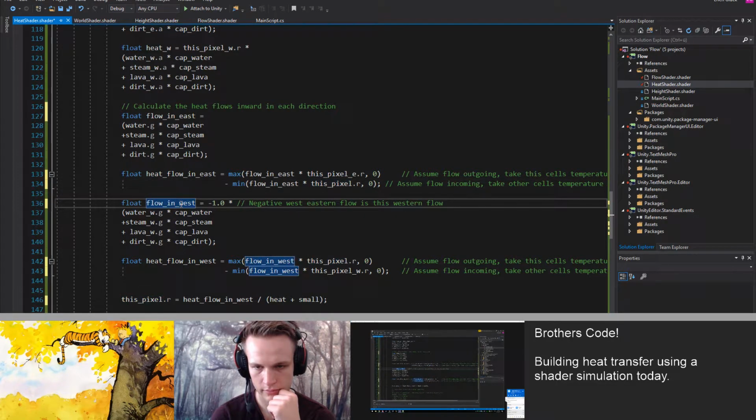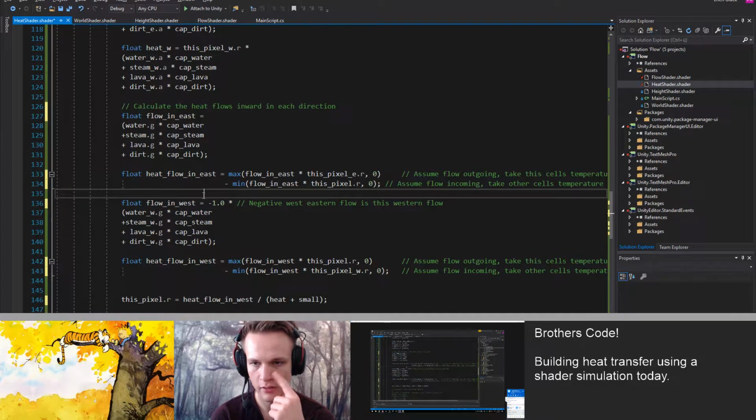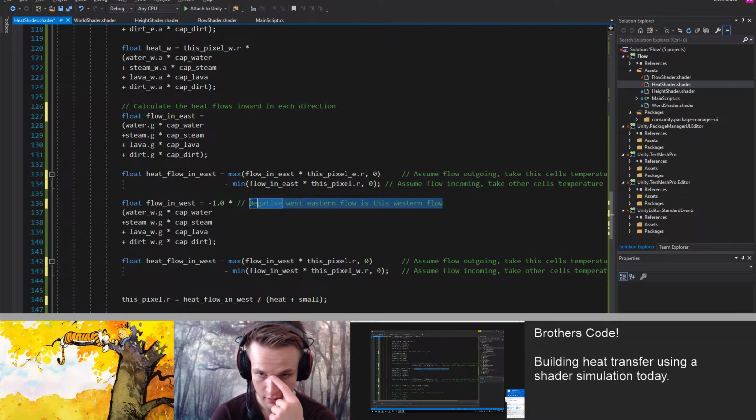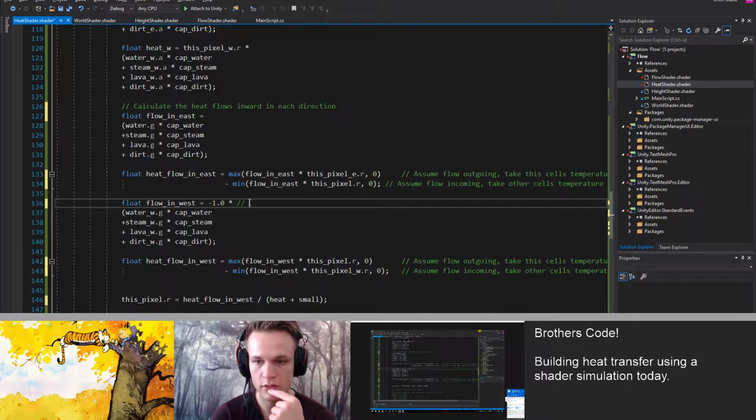And this is flow in from the west, which is the negative of the western cell's in from the east. Yeah, that's correct. Wait, hold on. In from the east, in from the west is the negative of the western cell's in from the east. That's still correct. Negative western cell's in from east is this.